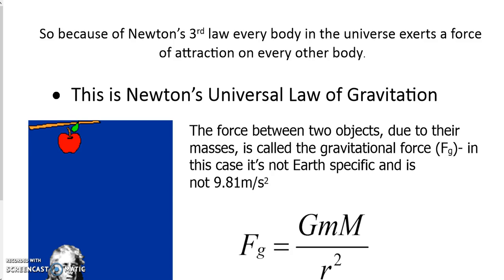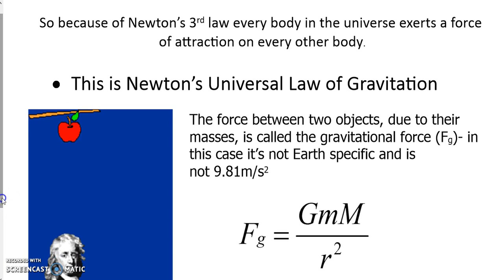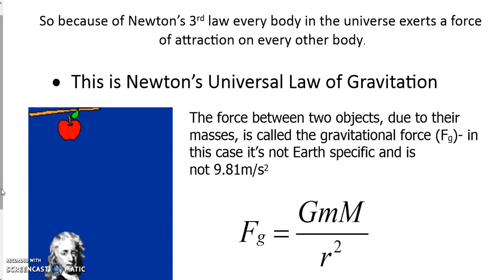So because of Newton's third law, everybody in the universe exerts a force of attraction on every other body. Okay, and when I say everybody, it means every body. So it could be a box, it could be a rock, it could be something else. So this is Newton's universal law of gravitation.